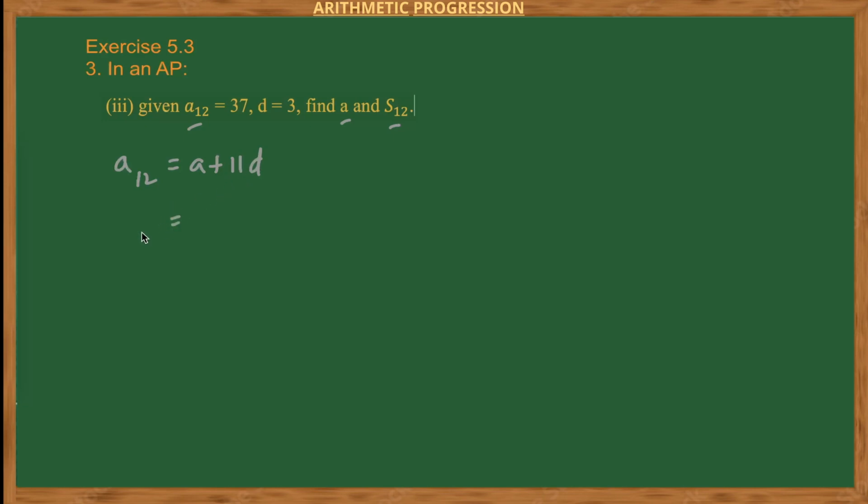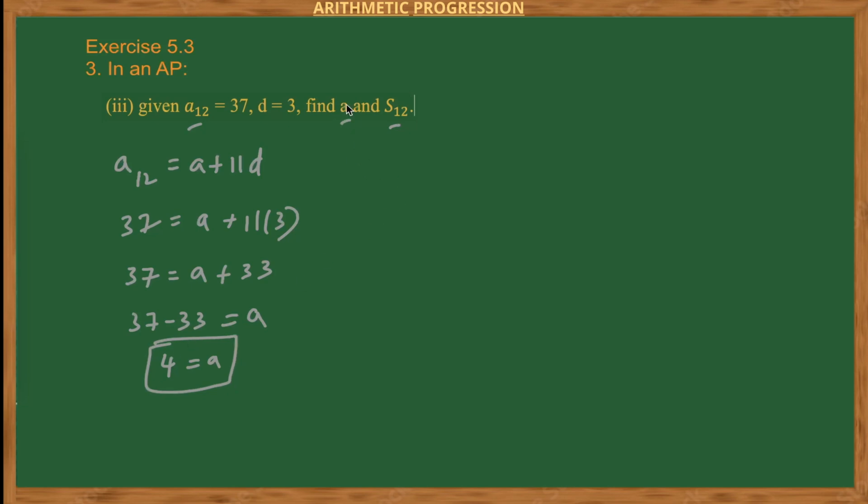So 37 is equal to A, which is the one we need to find, plus 11D, where D is 3. Okay, 37 is A plus 11 into 3, which becomes 33. So 37 minus 33, let's bring it to the left side. 33 becomes minus, so 37 minus 33 is 4, so A's value is 4. Okay, so we got the first term.